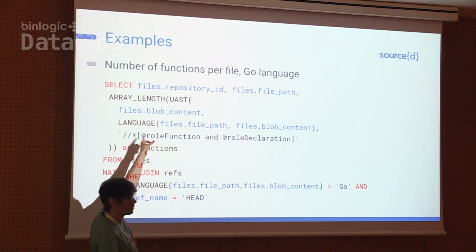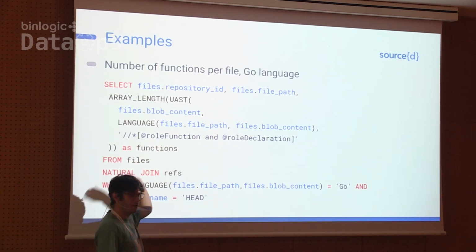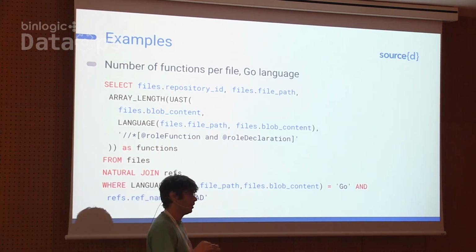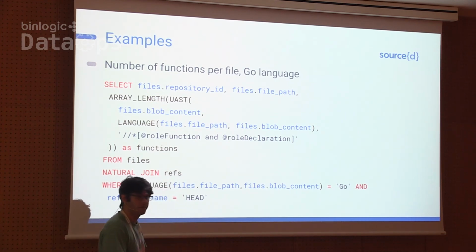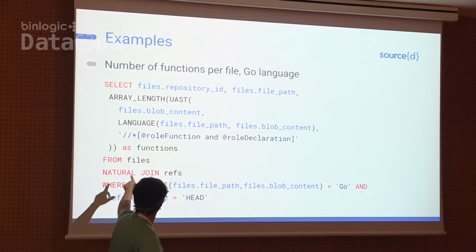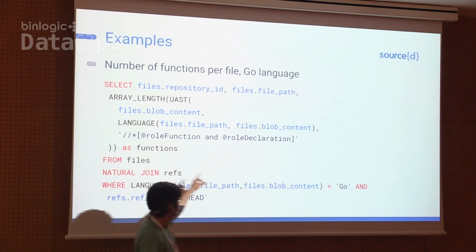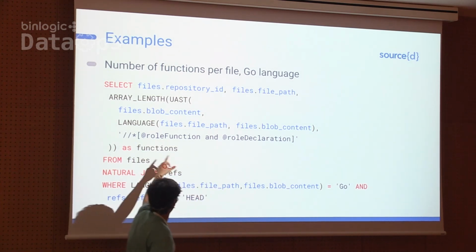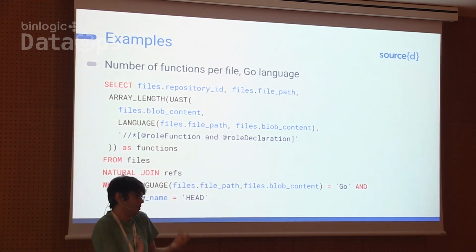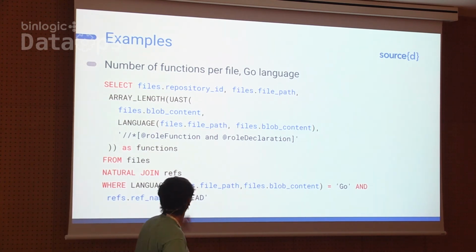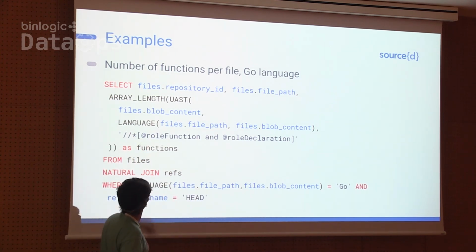The thing is that this generates a tree, and the way that we have to do queries on this big tree of the source code is with XPath. This one is telling it: get me any node that is a declaration and it's a function. That means give me all the function declarations from the file. And then we just count them with array length.